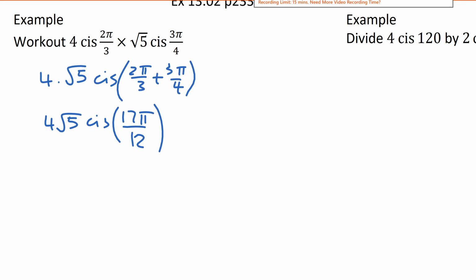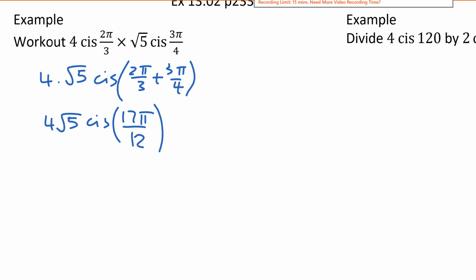Now is that my answer? Is that my answer? Why is it not? Because you have to put it into rectangular form? That is another way of putting it into rectangular, but why is it not my answer?